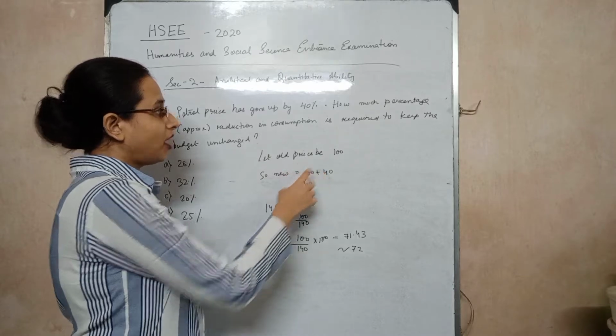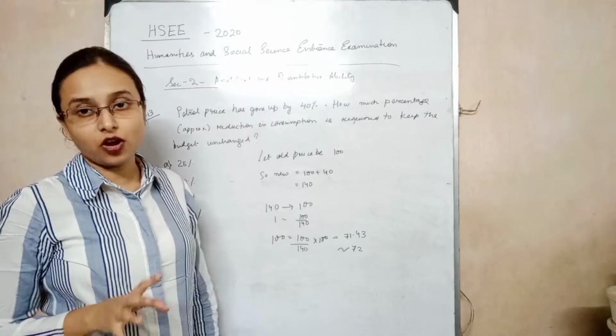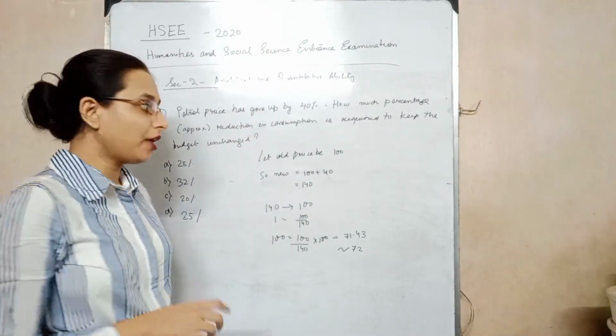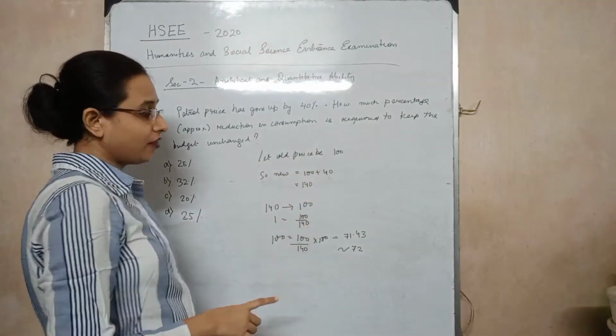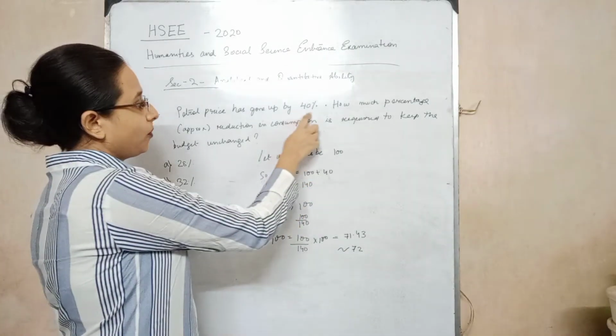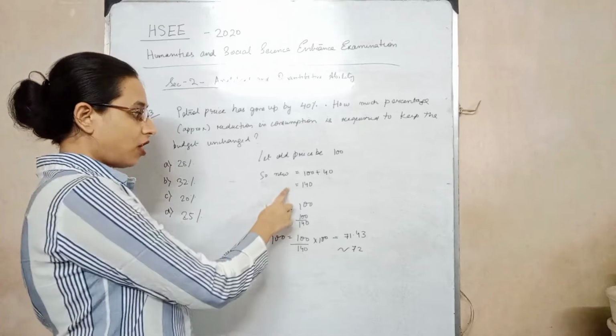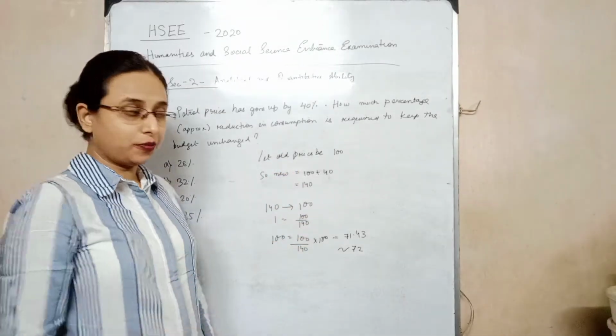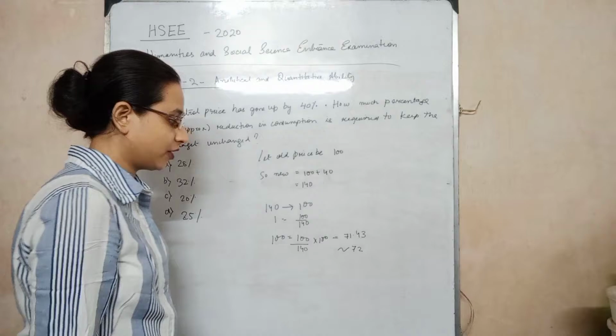Let old price be 100. Since the old price was not mentioned, let us consider that to be 100. If the old price is 100, then the new price is increased by 40%. So 100 plus 40%, that is 40 rupees. So 100 plus 40 is 140.